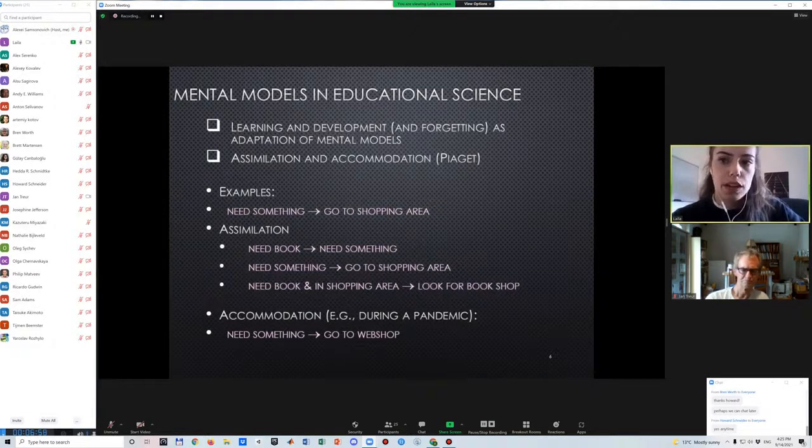And then we have accommodation. So that is more like revising your existing mental model. So for example, during the pandemic, we can't really go to a shop in a shopping area. So it would change to: I need something and I go to a web shop.